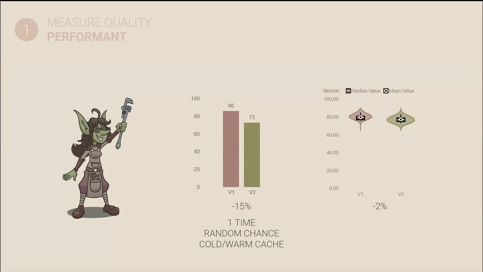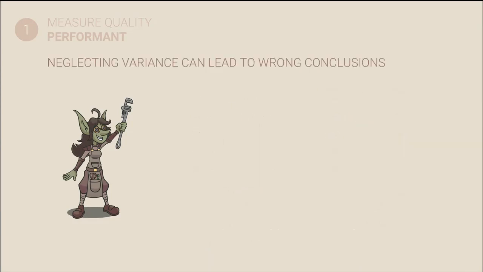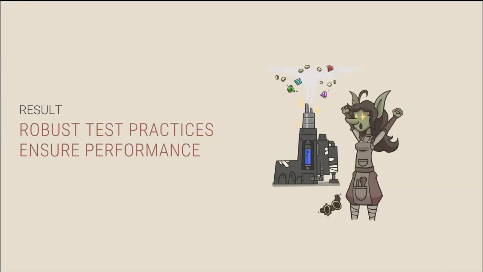And she says, yeah, I mean, that one time was random chance, or you were comparing the cold cache to the warm cache. So if you're going to test the performance, you really have to aggregate it over multiple runs and have a sample size, because here there's no meaningful difference. We need to remember that neglecting variance, not only in our reports for users, but also in our own analyses, can lead to wrong conclusions. So the result of this is that Bing and Clonk set up some robust test practices to ensure the performance of their reports is up to quality standards, and that when they get increased data volumes, they'll have a design that can handle it.